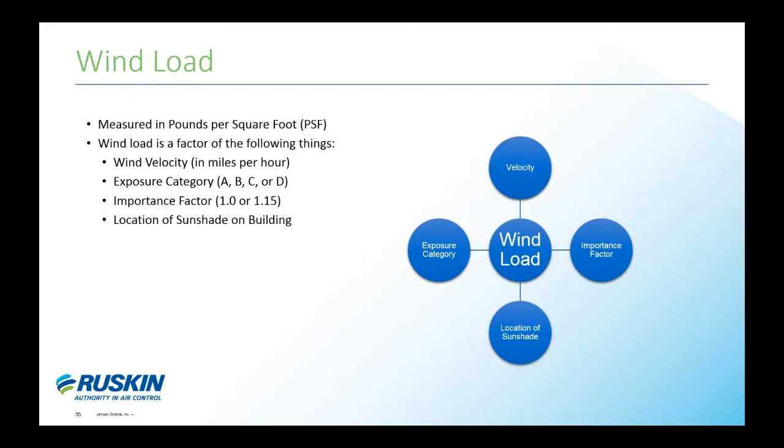The exposure category explains the terrain around the job site. For example, ASCE 7 describes exposure category B as urban and suburban areas, wooded areas, or other terrain with numerous closely spaced obstructions having the size of single-family dwellings or larger. As the obstructions become sparser or less prevalent, the exposure category moves to C or D. And again, the importance factor 1.15 needs to be applied to facilities that are critical for life safety. These, of course, could be your schools, fire stations, facilities that house hazardous material, police stations, and prisons.